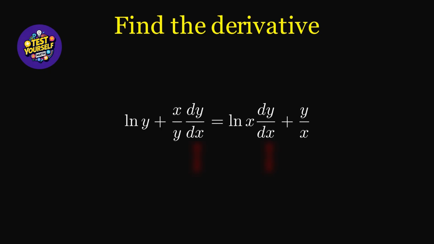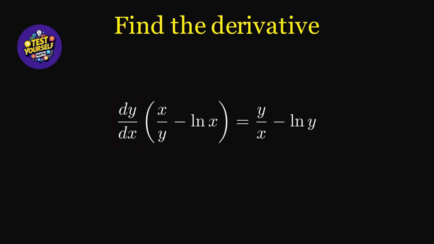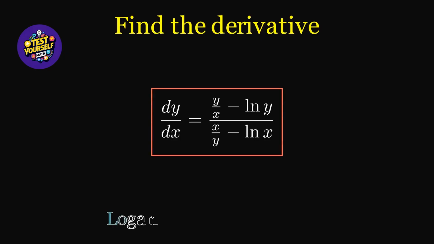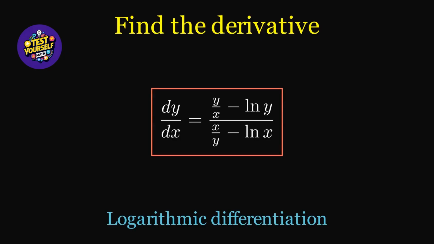Now the derivative dy by dx is already visible, so we rearrange the terms to isolate it. After simplifying, we get the final result. dy by dx equals y over x minus natural log of y, all divided by x over y minus the natural log of x, showing that even though the original equation looks symmetric, its derivative is not.